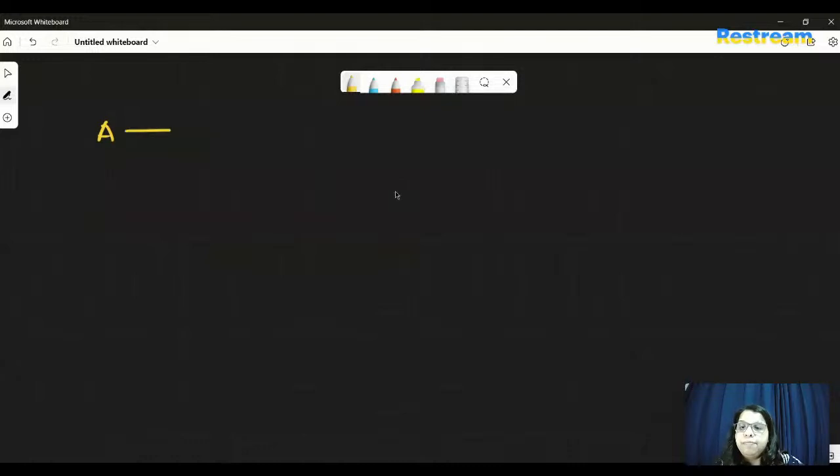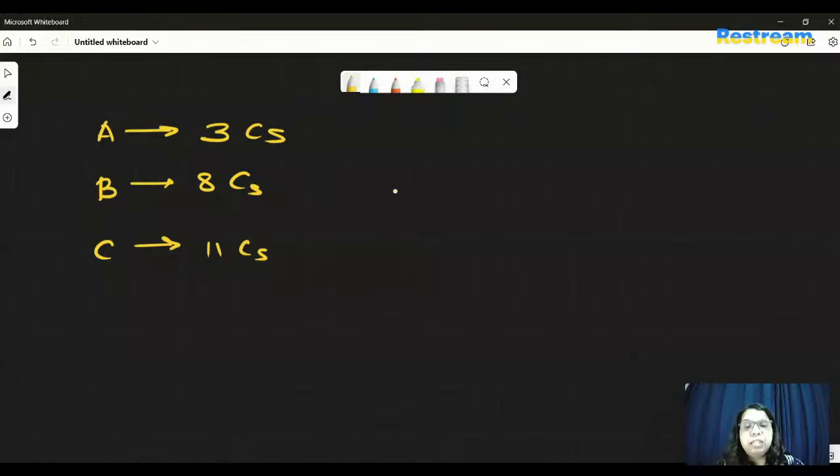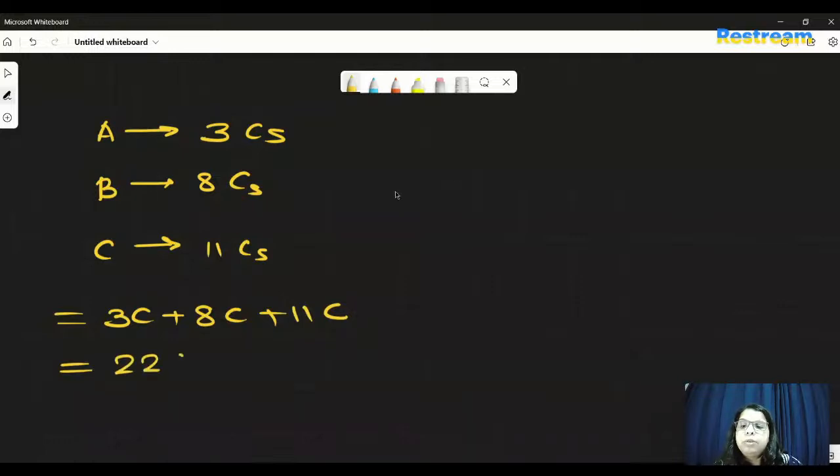Let's say person A had 3 C's, person B had 8 C's, and person C had 11 C's. How many C's did all of them have? So we are going to do 3C plus 8C plus 11C, which is equal to 22C. So this is how we build an expression. We read the data, and if there is no symbol or variable assigned to the data, we assign a variable to the data and we do the operation on the data.